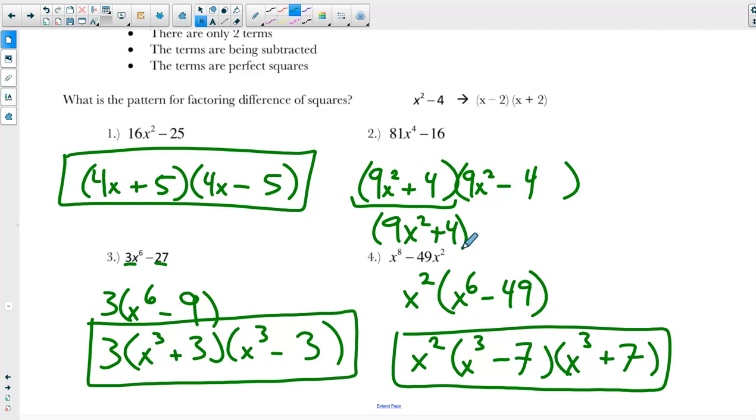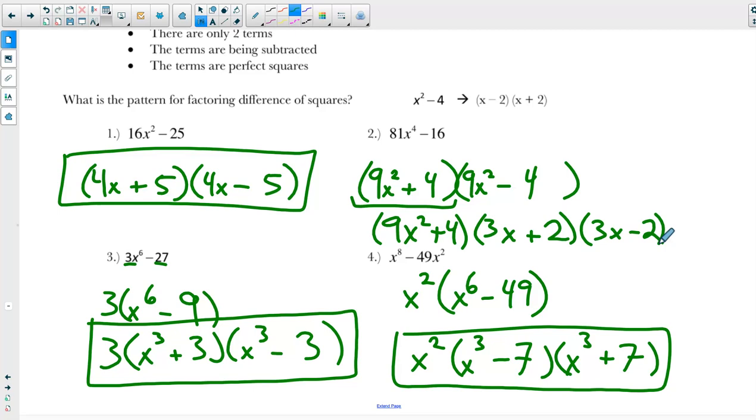When I come to this next one, though, what's the square root of each number? 3 and 2. So I write that as 3. Is it x squared or just x, or is it x cubed? What is it? Just x, because I got to cut that in half. So I get 3x plus 2, 3x minus 2. Done. Maybe. Can I factor more? No, because the other one gives me imaginary.